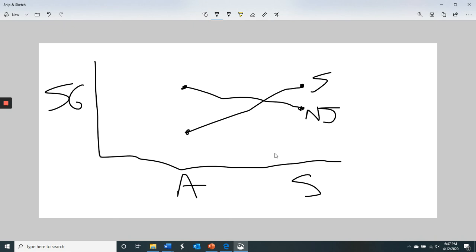And we can also do the dots. There's an interaction. Avoidant people gave substantially more support in the non-stressful situation versus the stressful situation, while secure people gave more support in the stressful situation versus the non-stressful situation. So that's the statistical interpretation.